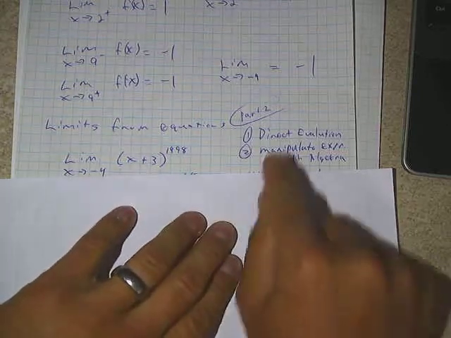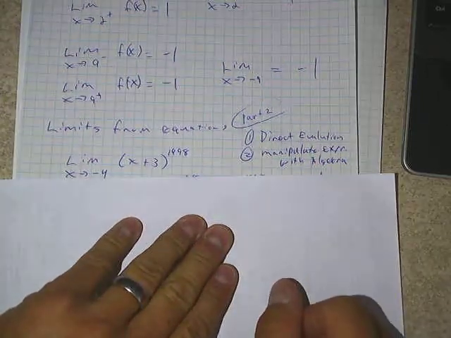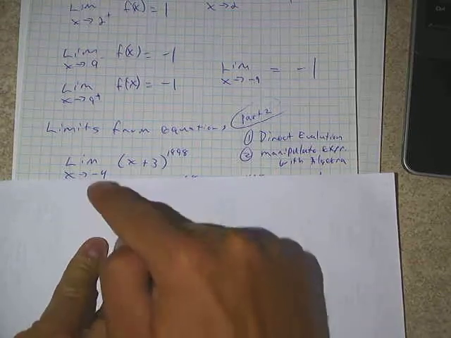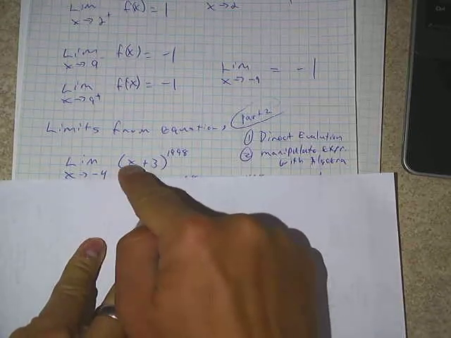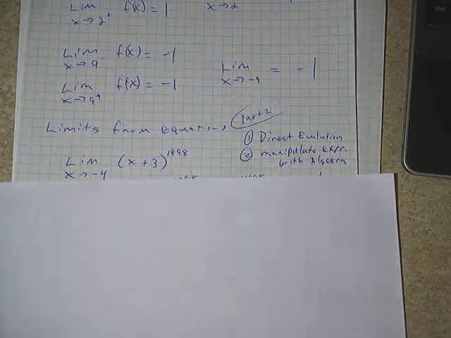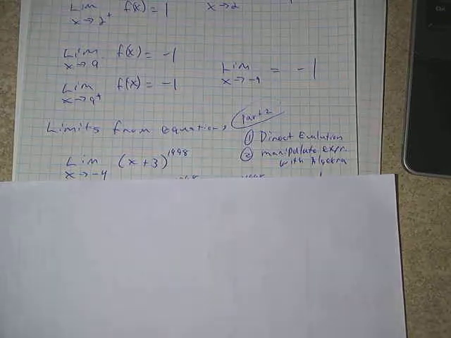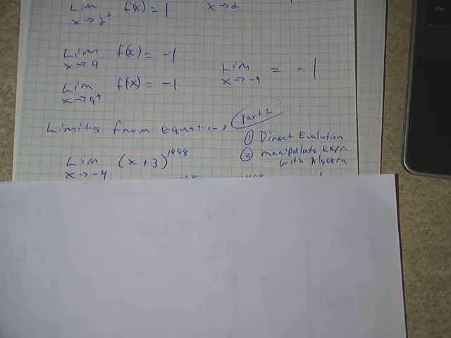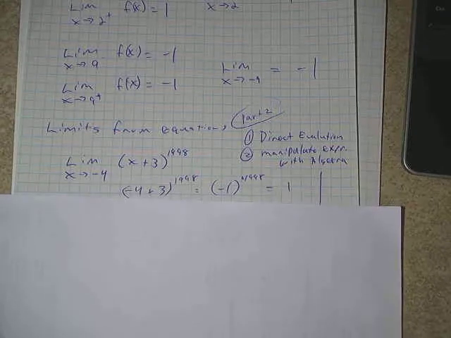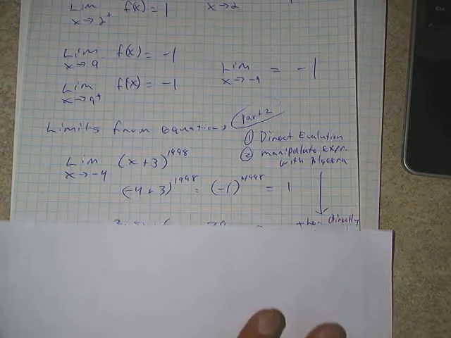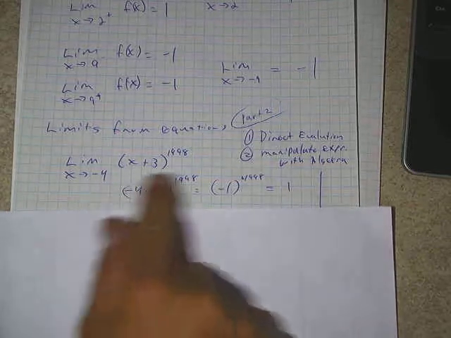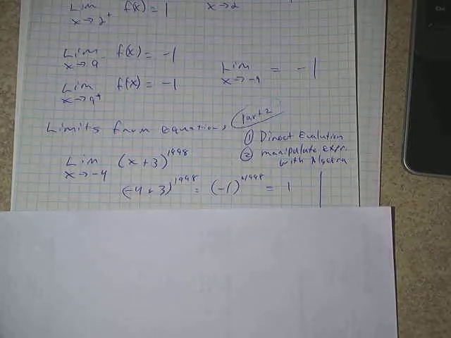Okay, bottom line here, though, is if we use direct evaluation, can we find a limit here? And all we mean by that is, can we take the x value in question, plug it into the equation, and get a valid answer? Well, in this case, what would happen if we did? We'd have -4 plus 3, that's -1. And -1 to the 1998th power is going to be what? It's 1. So, therefore, since we plug in the -4 and we get an answer of 1, okay, then we can say, yeah, the limit is 1.